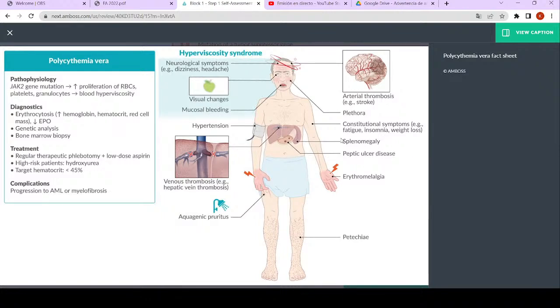Okay. So here it's polycythemia vera, pathophysiology: JAK2 gene mutation, more proliferation of RBCs, that leads to blood hyperviscosity. Diagnosis: erythrocytosis, that leads to more hemoglobin, hematocrit, red cell mass, and less EPO.